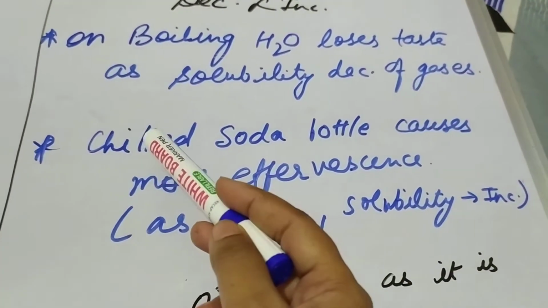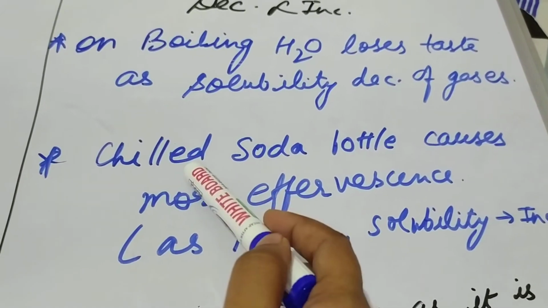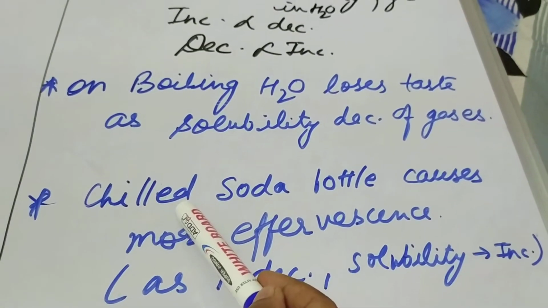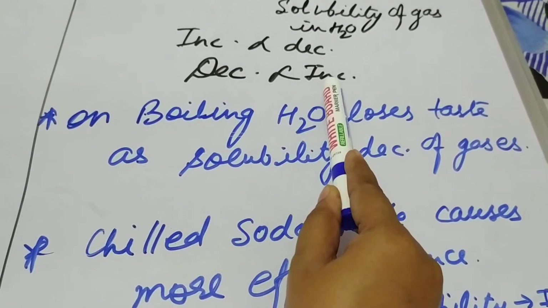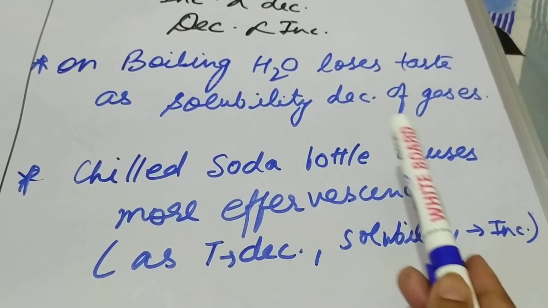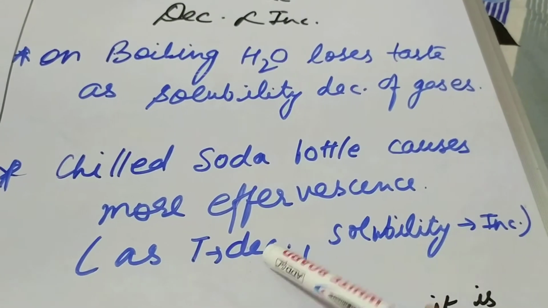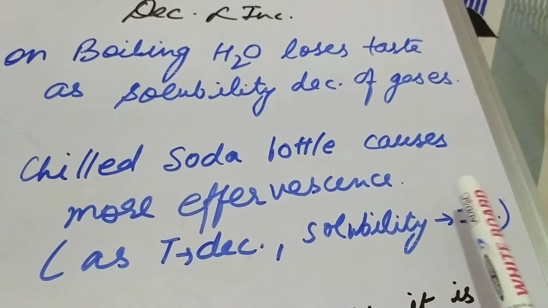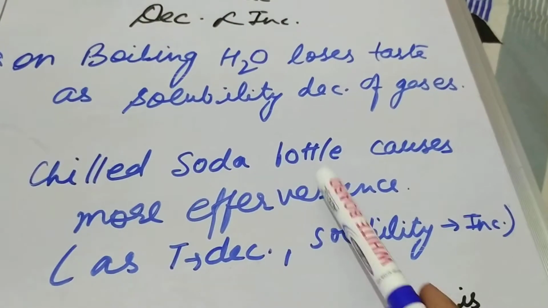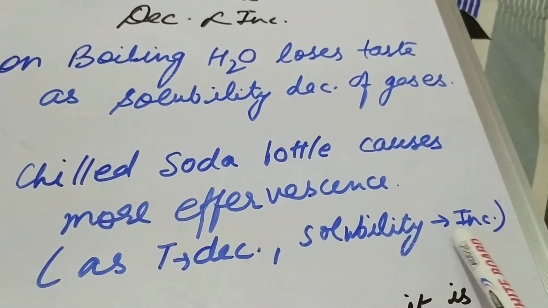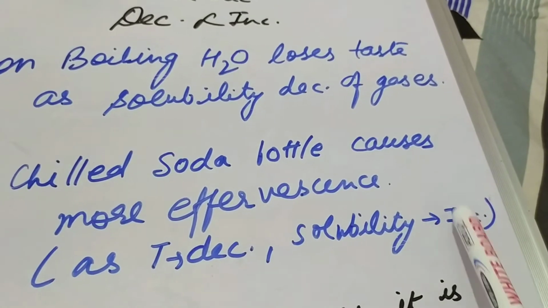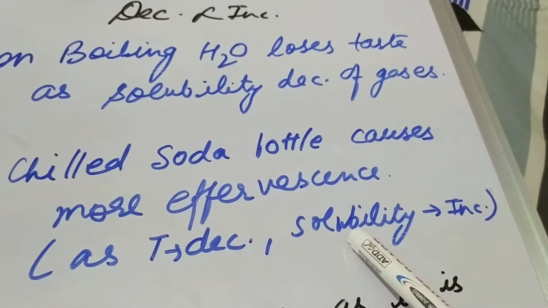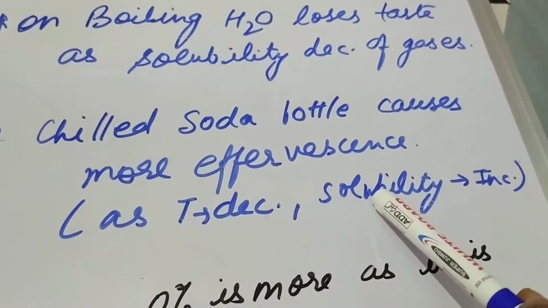Next example is soda bottles. Soda bottles are always kept in cold. If you keep it chilled, that is, temperature is decreased, then the solubility of the gas will increase. So chilled soda bottles cause more effervescence, because if you decrease temperature, the solubility of gases will increase, and it will in turn cause more fizz when you open the bottle. And if you use normal soda bottles, the effervescence will not be much, because the solubility of the gases in water will be less at high temperatures, because temperature is inversely proportional to the solubility of gas in water.